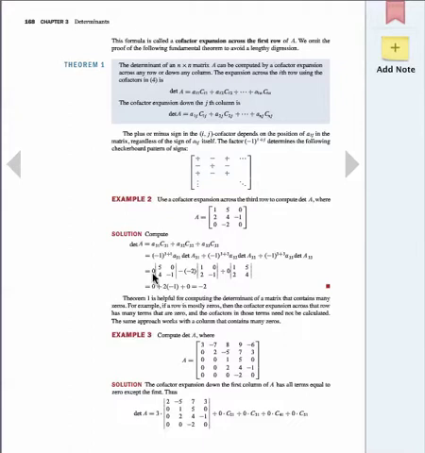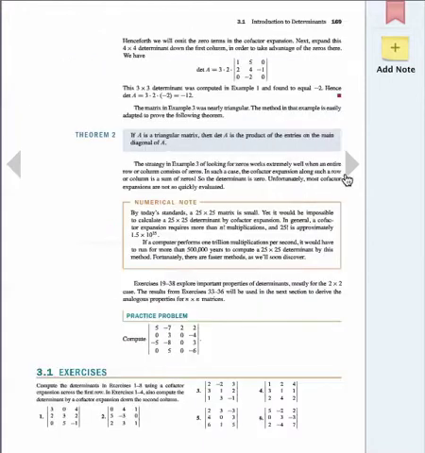Pay special attention to where these pluses and minuses are coming from here. There's a nice checkerboard pattern with a plus in the upper left that these signs are always going to come in whenever we're doing cofactor expansions. So the main takeaway that I want you to get in 3.1 is how to do cofactor expansion along any row or column of a matrix in order to compute the determinant.